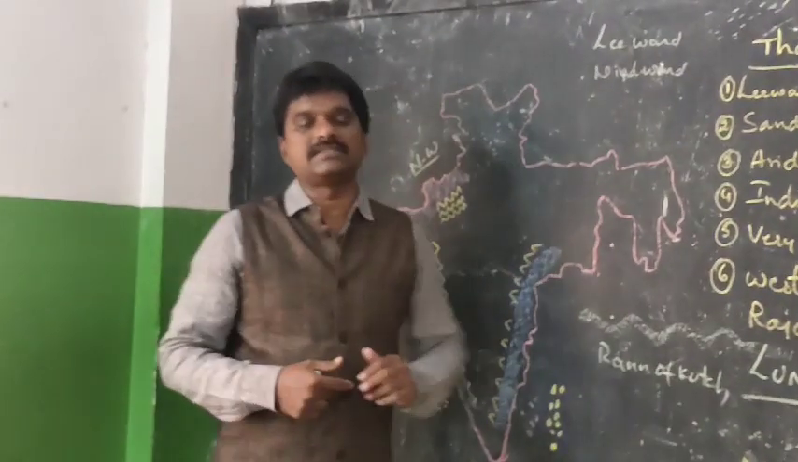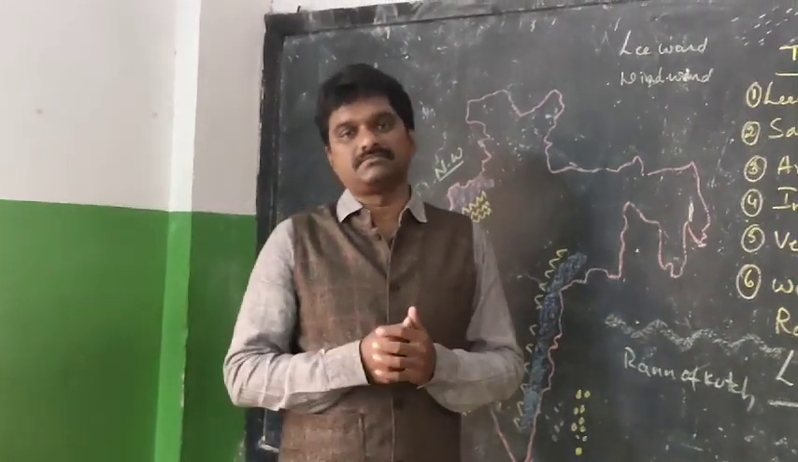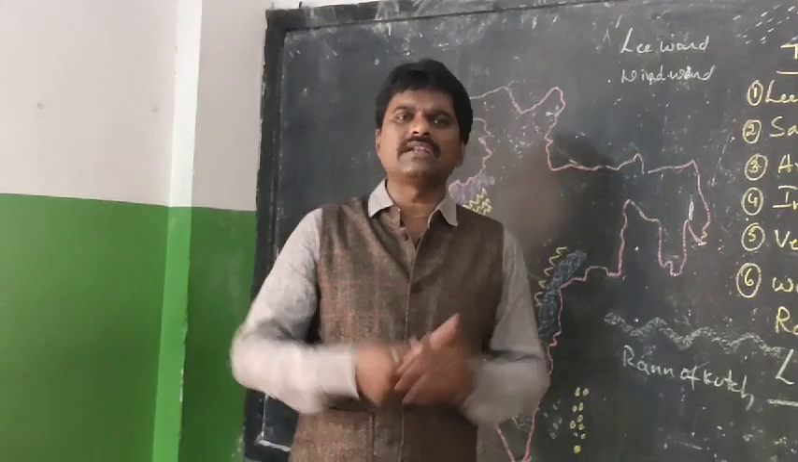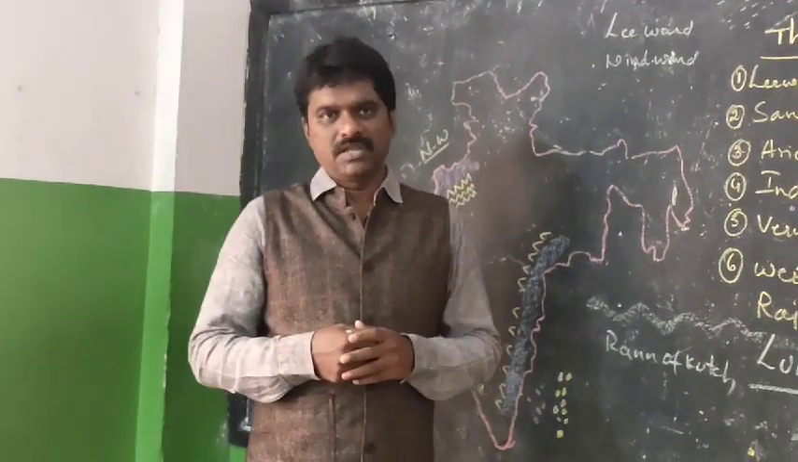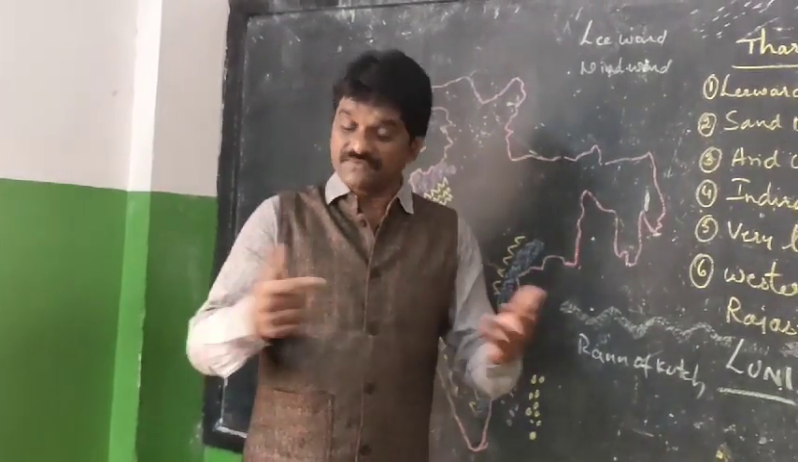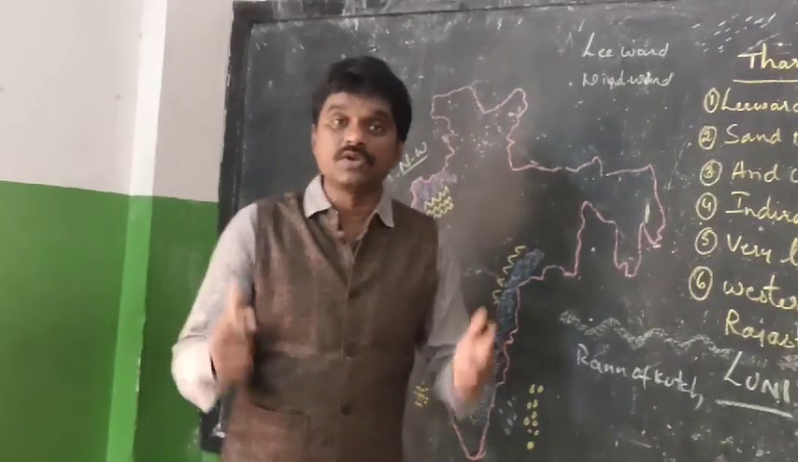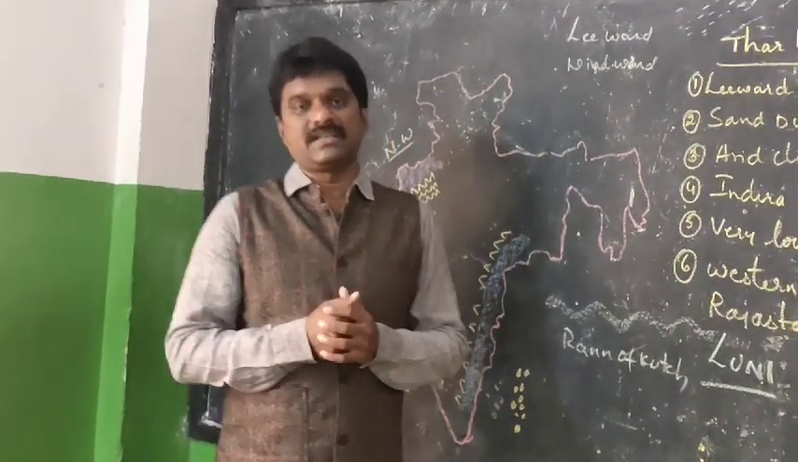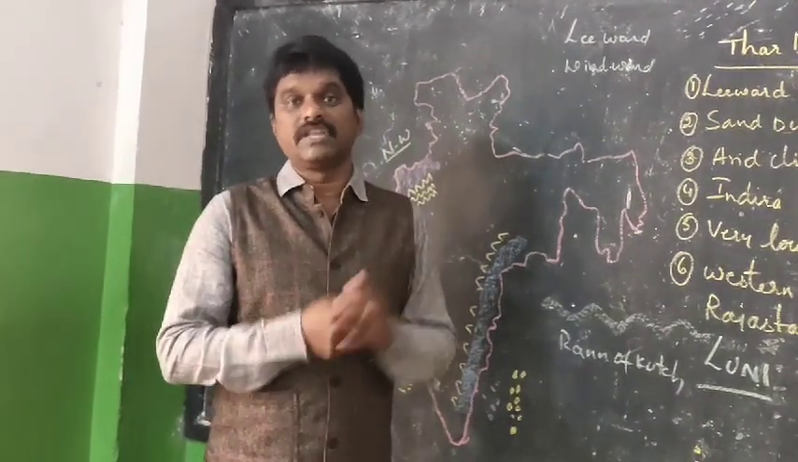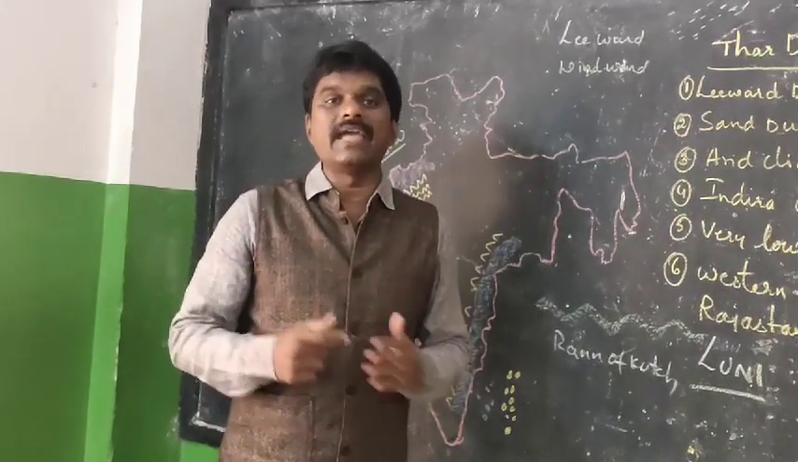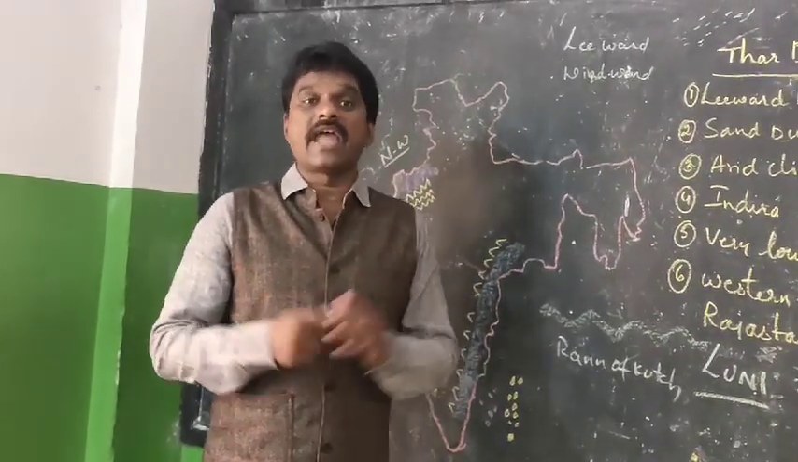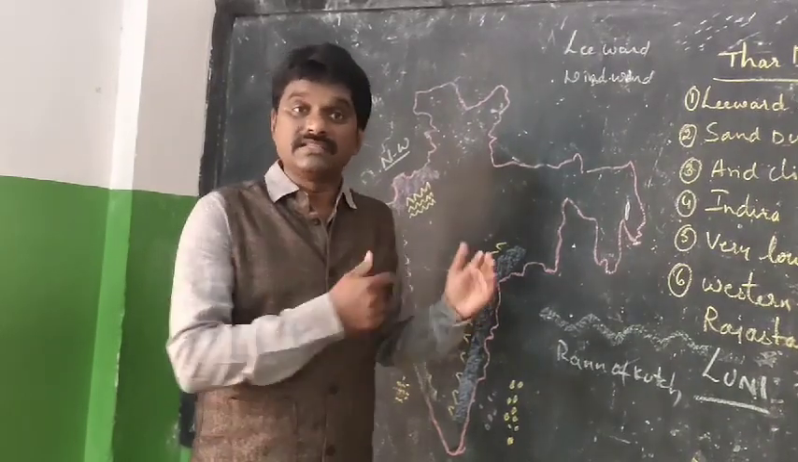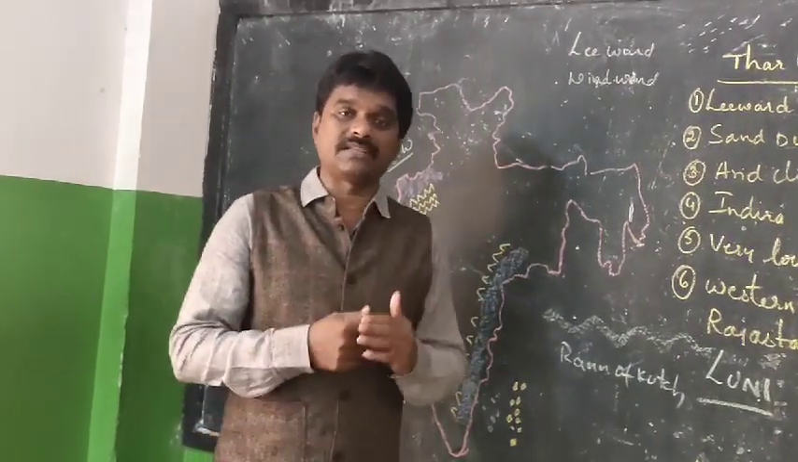You can find this East Coastal Plain. And in this East Coastal Plain, you can come across many rivers and many irrigation facilities. And you even come across different lakes like Chilika Lake in Orissa, Kolleru Lake in Andhra Pradesh, and Pulicat Lake in Tamil Nadu, on the border of Tamil Nadu and Andhra Pradesh.